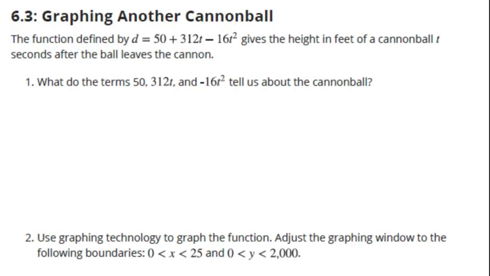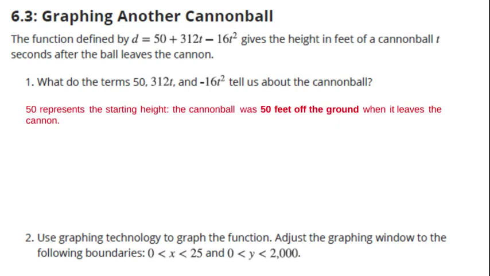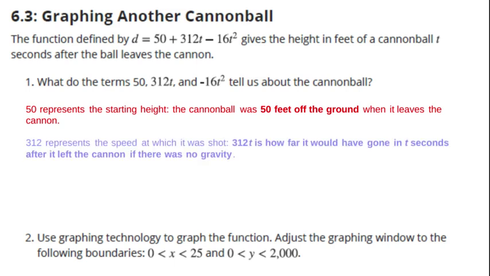So this question is saying, we've got a new cannonball. So it's graphing another one. The function defined by d equals 50 plus 312t minus 16t squared gives the height in feet of a cannonball t seconds after it leaves the cannon. So those 3 terms again, similar to what we just talked about. 50 represents that starting height. Where did it start? Started at 50. So it's 50 feet off the ground when it leaves the cannon. The 312 represents the speed at which it was shot, like the 406 feet per second. This is 312 feet per second.